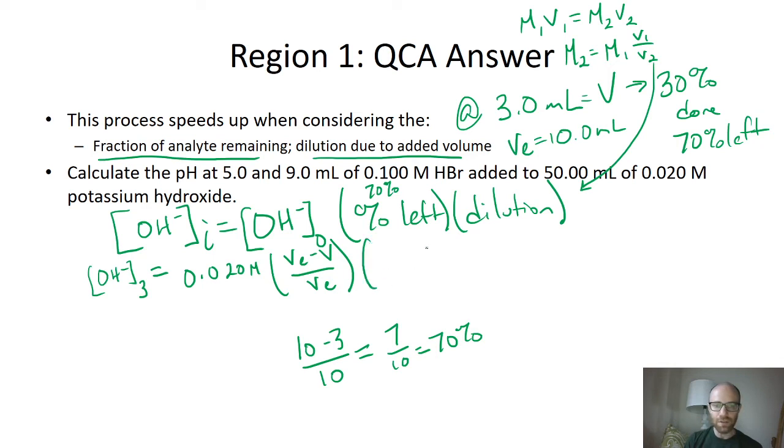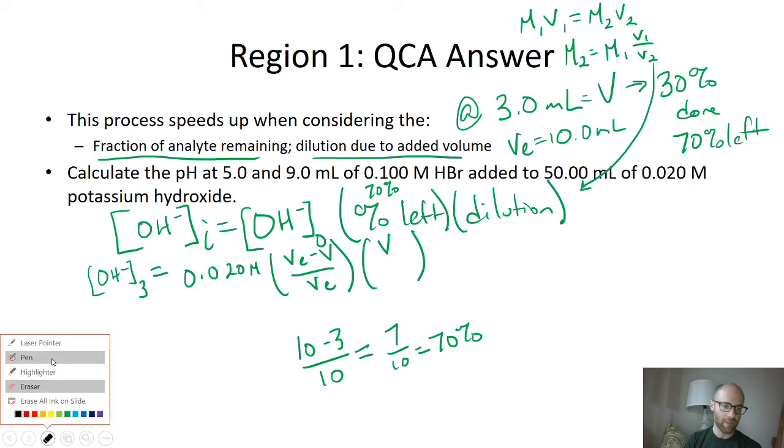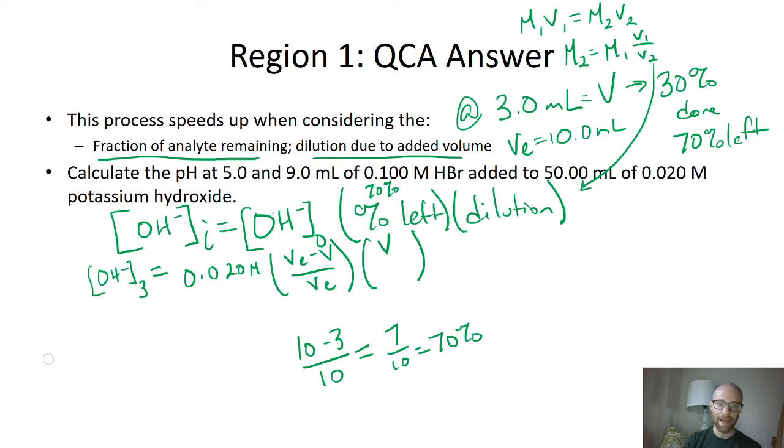And then for the dilution factor, in this case, I'm going to call the initial volume VB, because we're starting with base. So our initial volume of base, because this is relative back to the hydroxide solution, over VB plus V. And this would give you that 50 over 53 that we saw before.